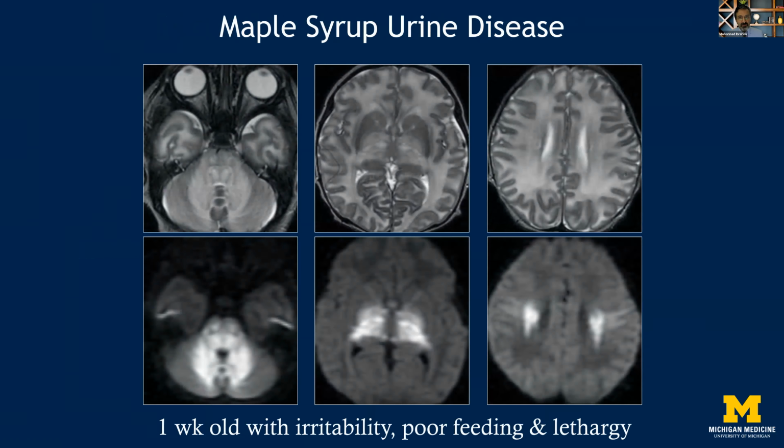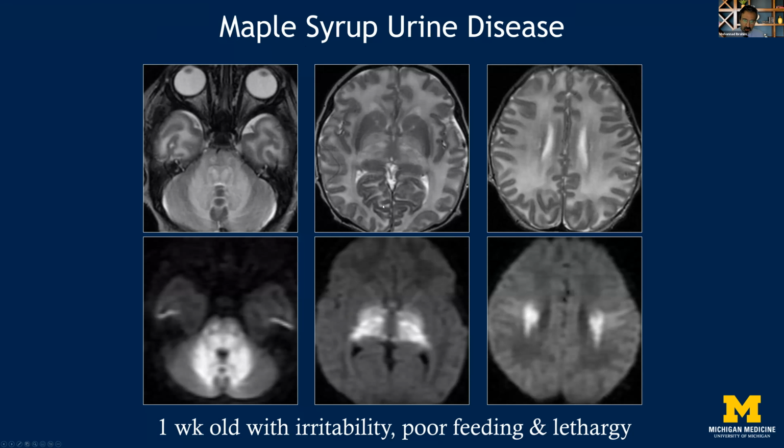Now, moving from our organic acidurias to another group of disorders that present acutely, the aminoacidurias. These have a classic pattern. A classic disorder is maple syrup urine disease.